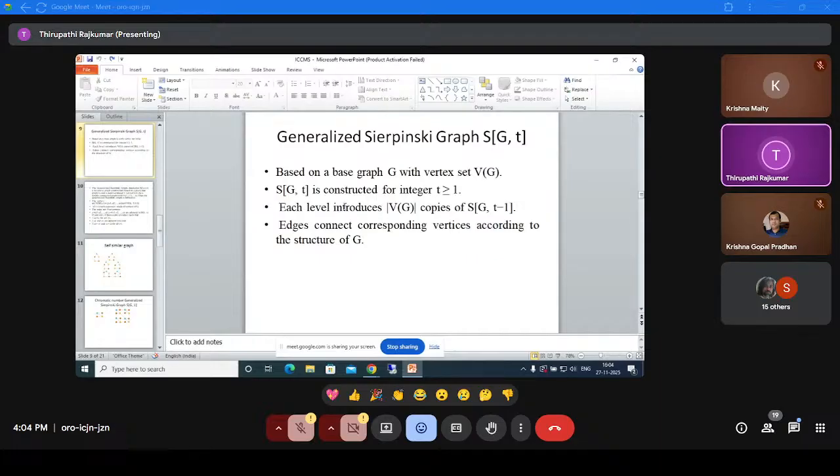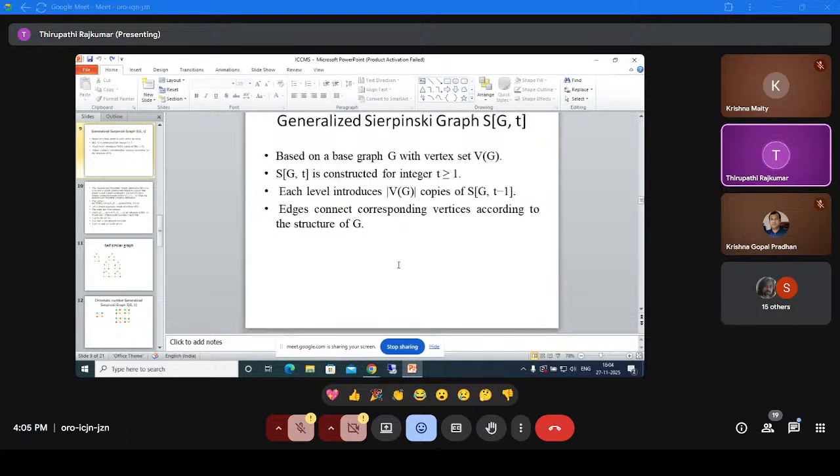S(G,t) is constructed for the integer t greater than or equal to 1. Each level introduces V(G) copies of S(G,t-1). Edges connect corresponding vertices according to the structure of G.